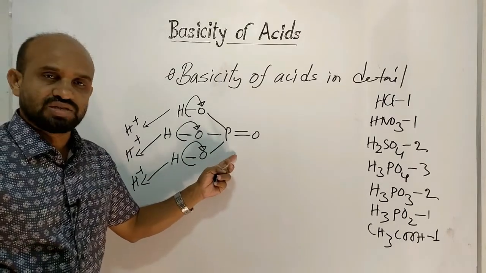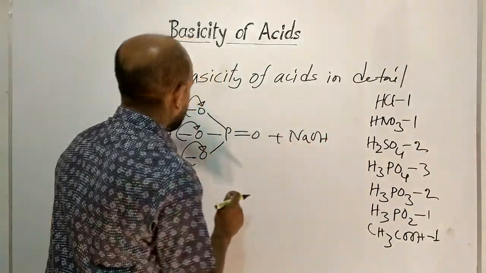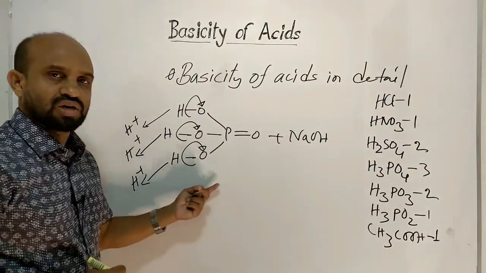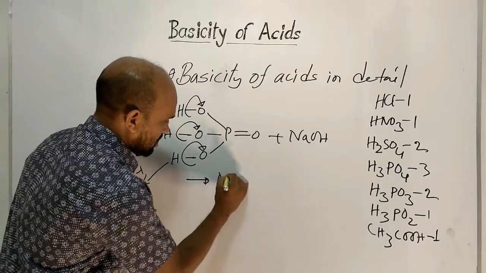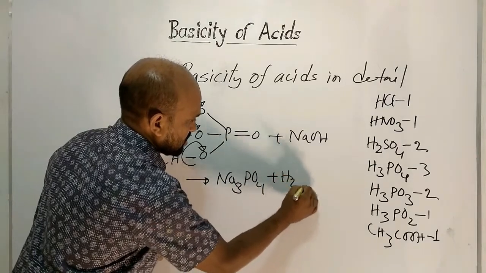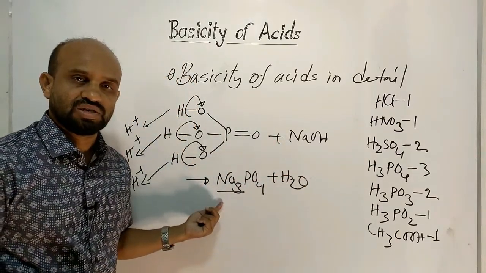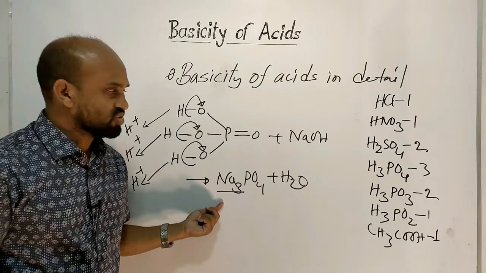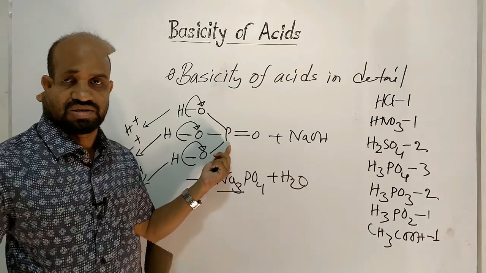Again, if it is added to a base like sodium hydroxide, then all the 3 hydrogen atoms are replaced by the base in this way, that is sodium phosphate plus water. So these 3 hydrogen atoms are replaced by 3 sodium metal. That is why the basicity of phosphoric acid is 3.